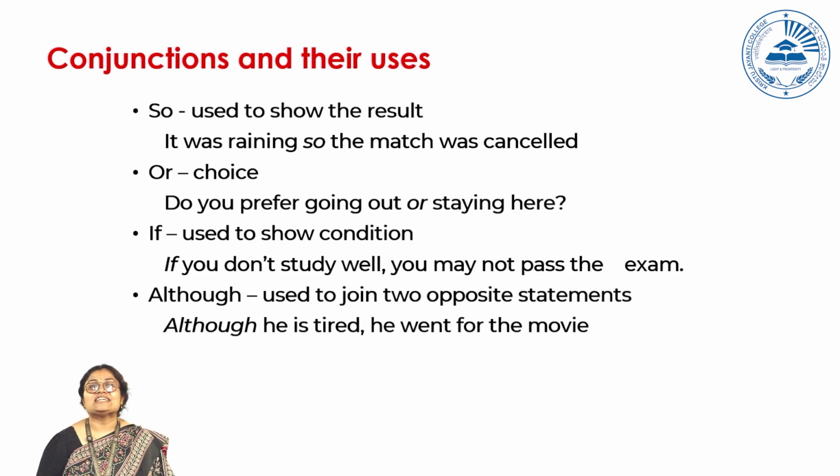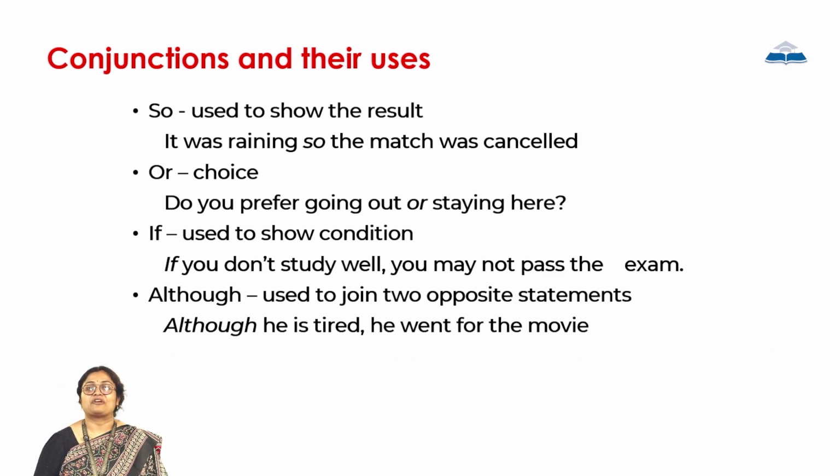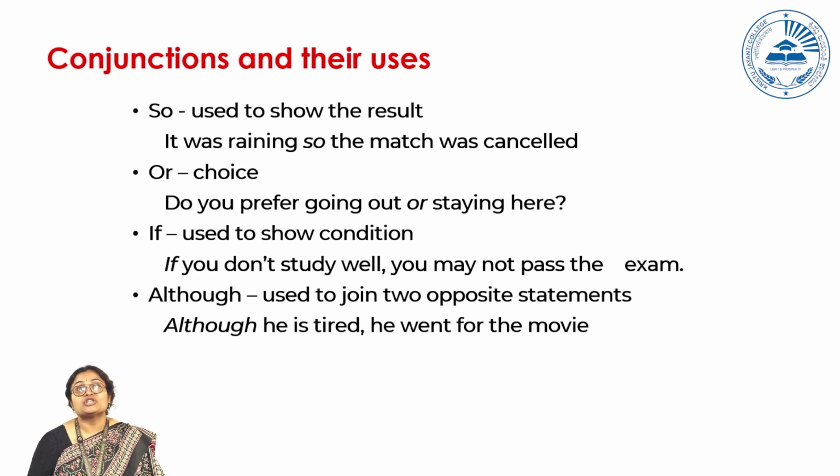Now, the next conjunction is although. Although is generally used to join two opposite statements. For example, although he is tired, he went for the movie. Usually when people are tired, they tend to take rest. But this guy, although he was tired, is ready to go for a movie. So there you are joining two opposite statements.